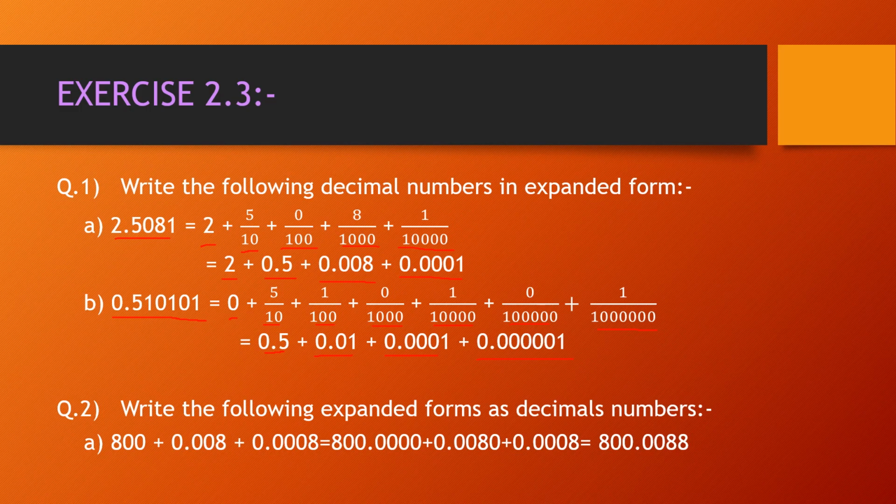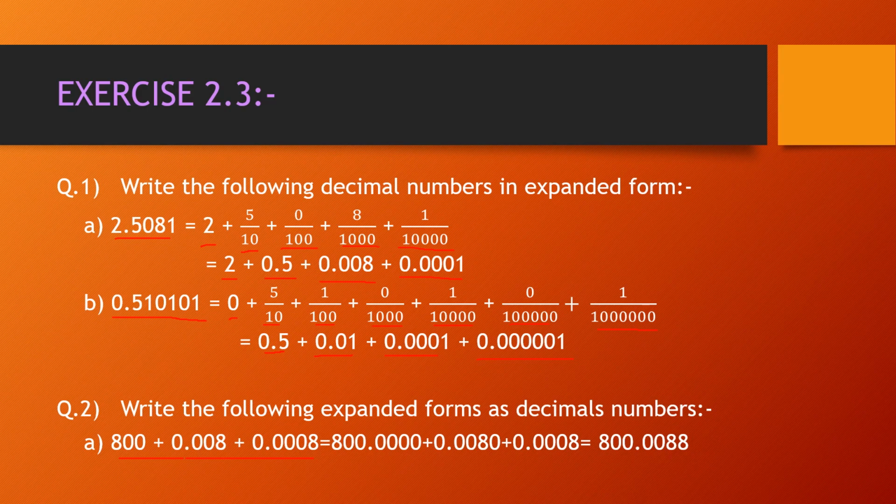Now we'll see the next question. Write the following expanded forms as decimal numbers. That means expanded forms are given to you, and you have to write them as decimal numbers. So the first one is 800 plus 0.008 plus 0.0008. So how to add all this?